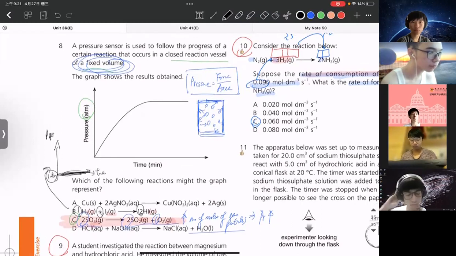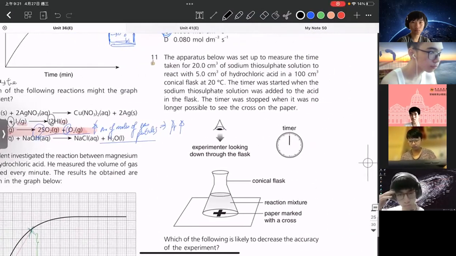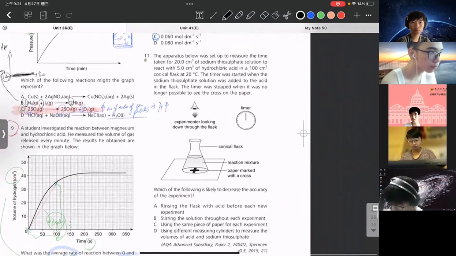So I just want to remind you something about question 8. Question 9, we have done that. Question 10, we have done that. How about question 11?